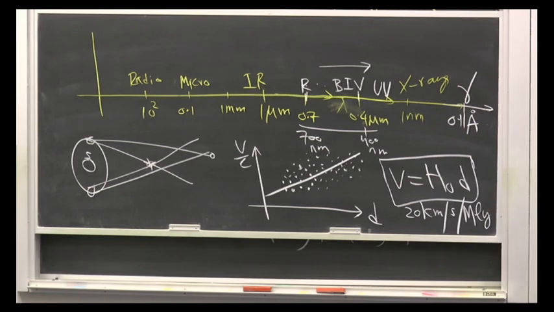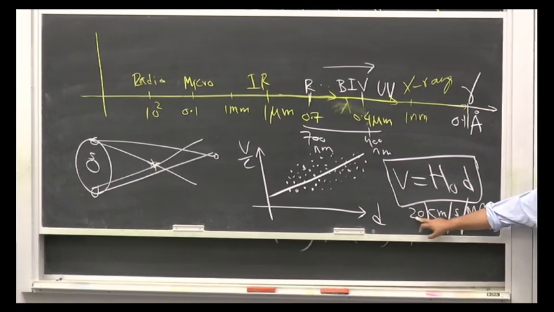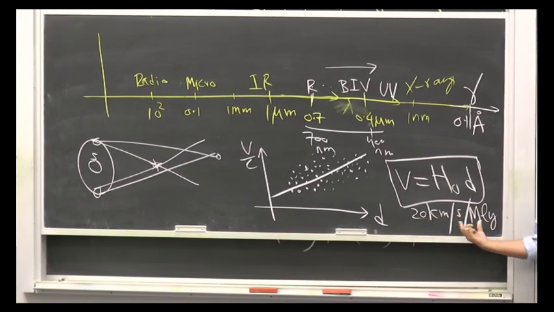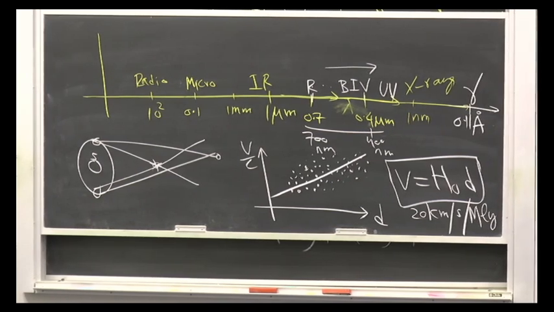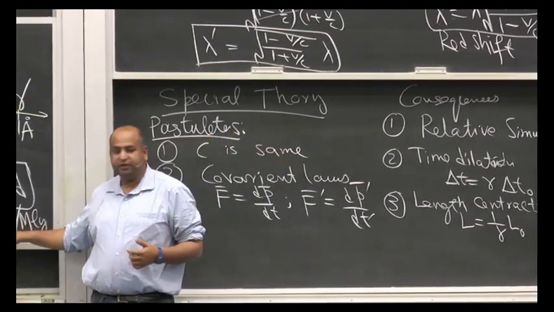So let me see if I can show you a little video. It's the speed, which is 20 kilometers per second. This is the speed of recession. And this is million light years. This is the distance. So for each million light years, the galaxy or star is moving with an extra 20 kilometers per second.